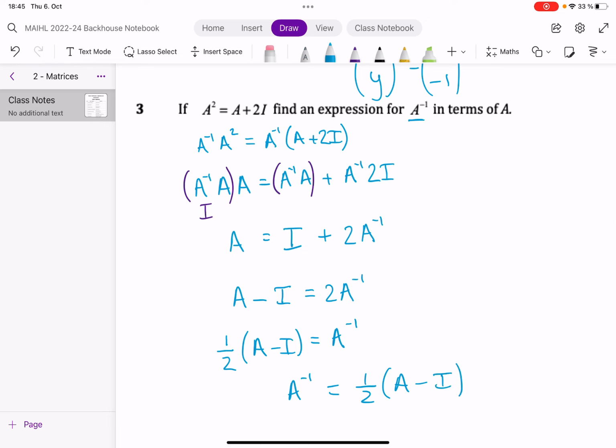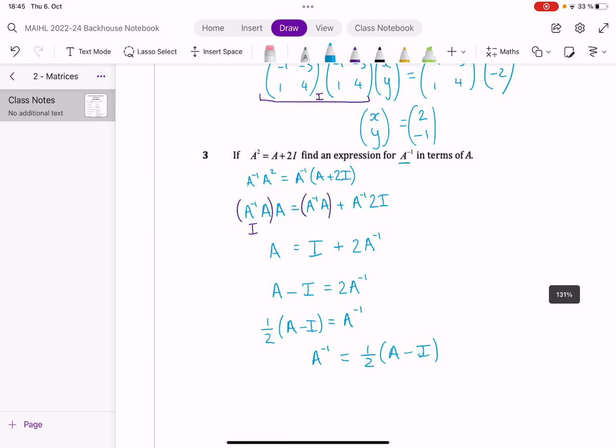So that is the inverse of A alone on the left-hand side. It's in terms of A. I do also have this matrix I, but that is the identity matrix. I don't have any A squares. I don't have any other matrices. I'm pretty happy with that.